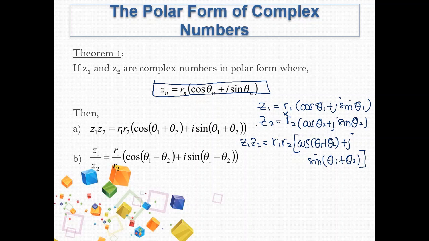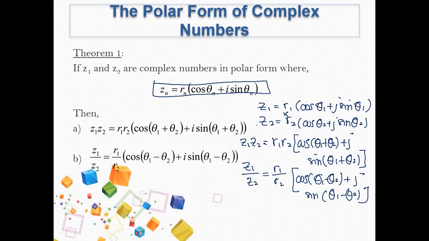While for division, z1 divided by z2, r will be divided as usual. But for the trigonometry part, you will deduct the angle for division. So cos of theta 1 minus theta 2 plus j sine of theta 1 minus theta 2. So just apply the formula.